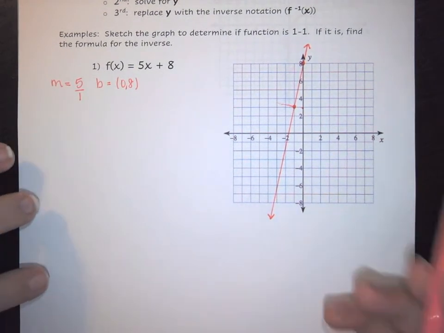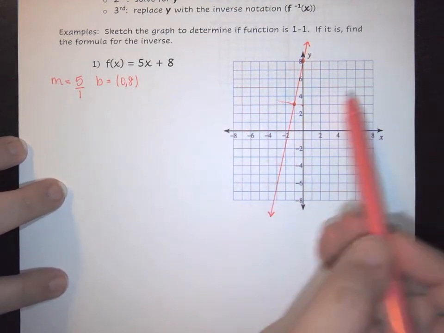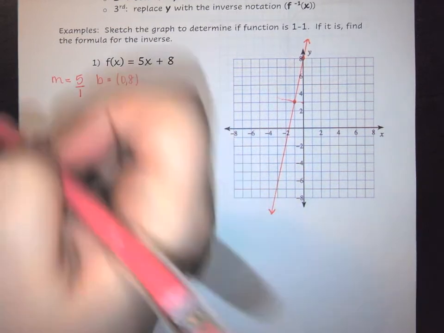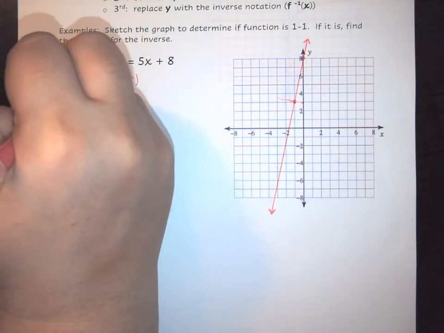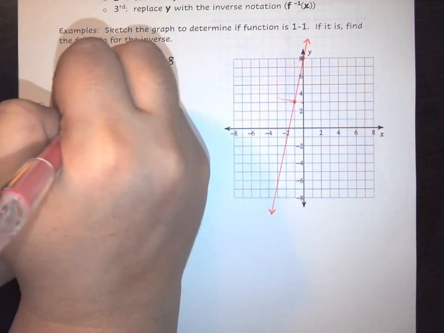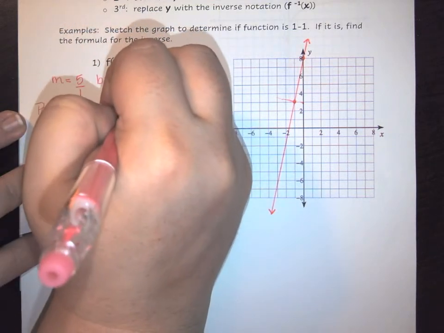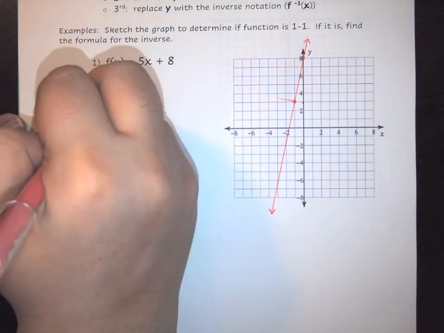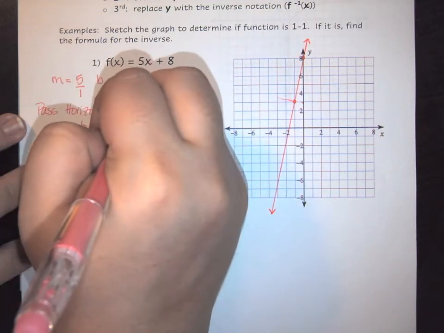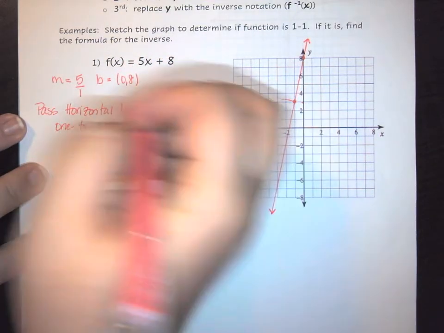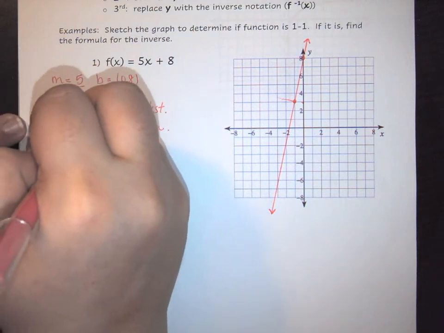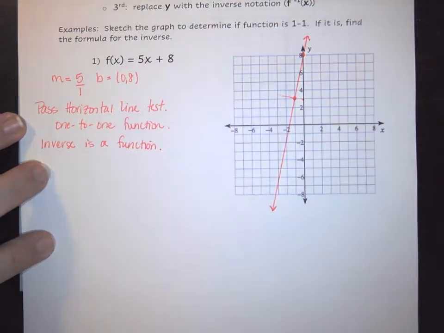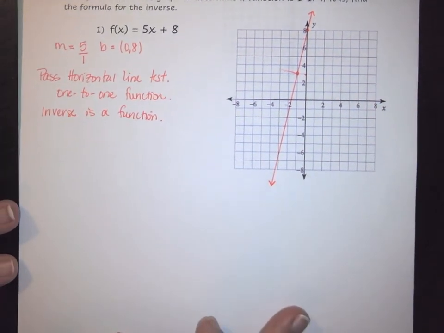The easiest way to do that is to look at the horizontal line test. Now in this, no matter where I were to graph a horizontal line, notice it's only going to pass through it once. So here, this is going to pass your horizontal line test. And so what that means is that this is a one-to-one function. And so the inverse is a function. Since it's a one-to-one function, we can go ahead and find the formula.